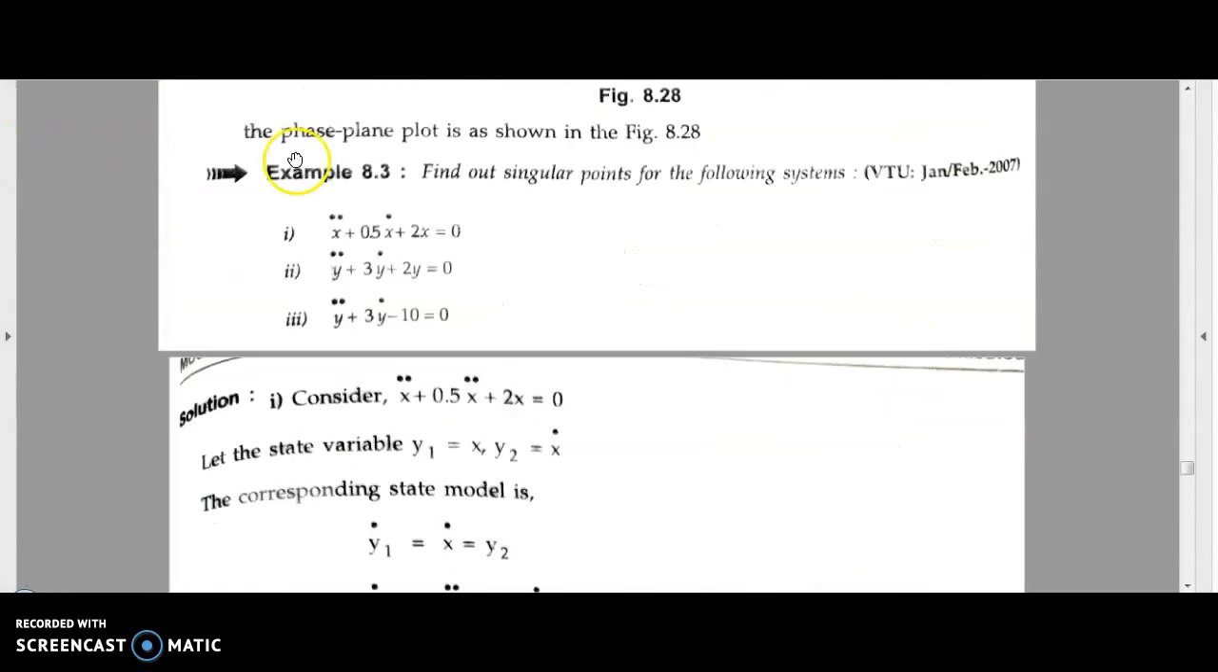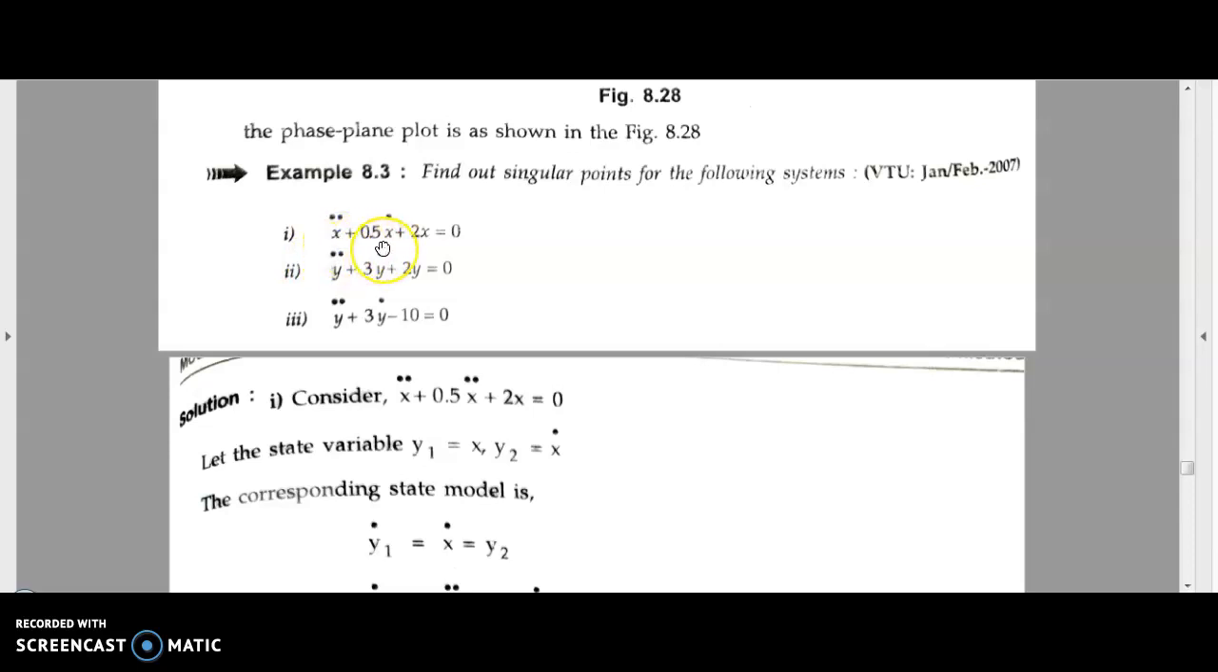So this is one more type of problem. There are only two types of problems. They may ask for singular points or they may ask for a slope. That is the isocline method. So here, to find the singular points, they have given equations. See here, x dot, x double dot is there. So the first variable is x. Here take y1 equal to x, y2 equal to x dot, and this is y2 dot.